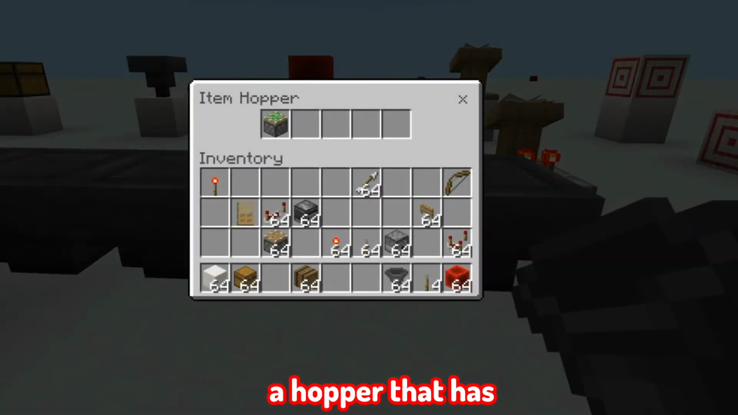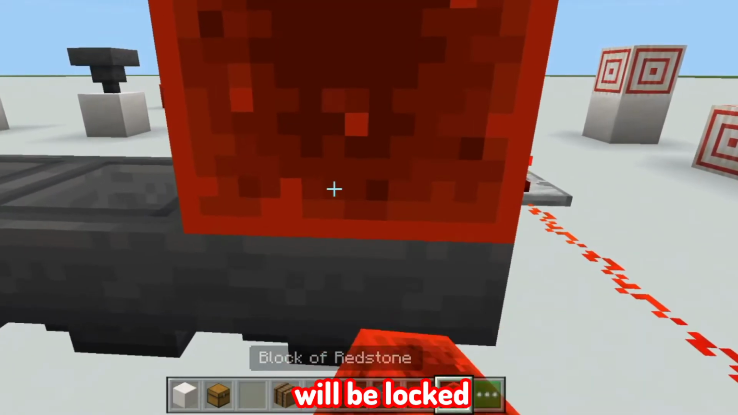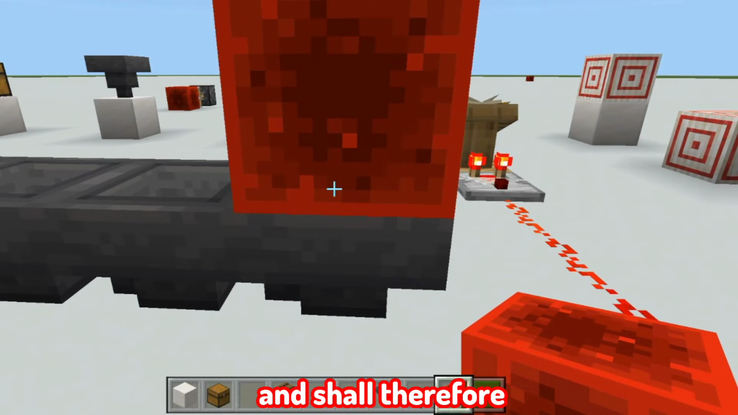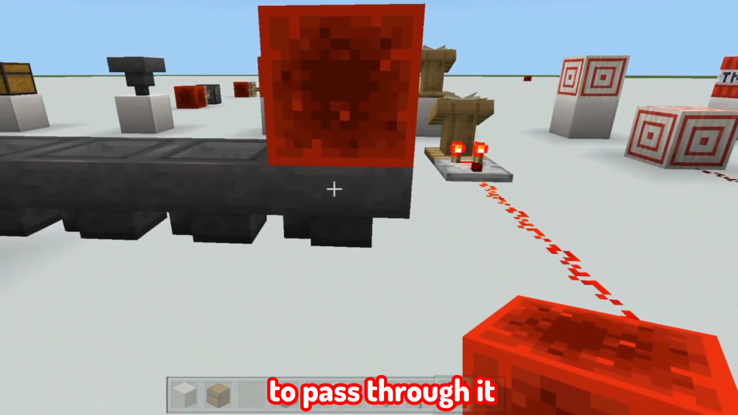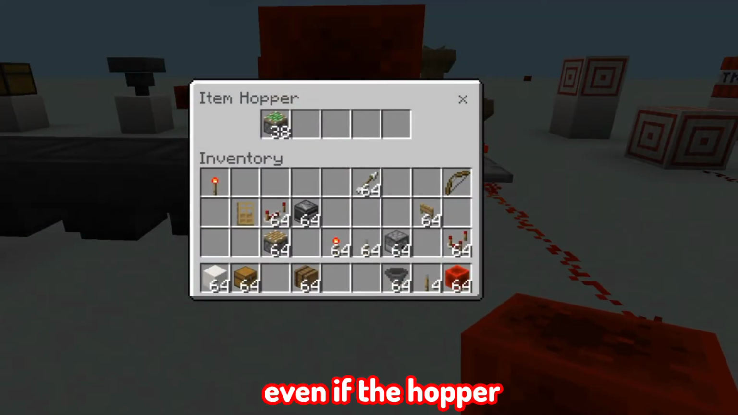A hopper that has power flowing into it will be locked and shall therefore not allow items to pass through it, even if the hopper is faced into a storage block.